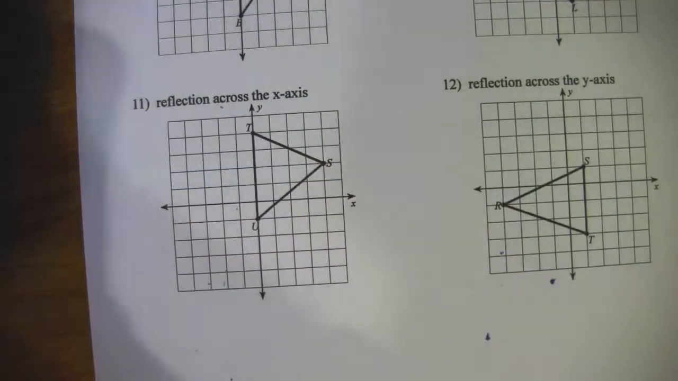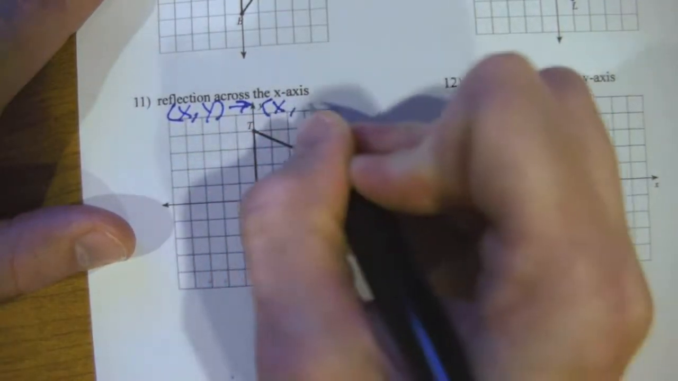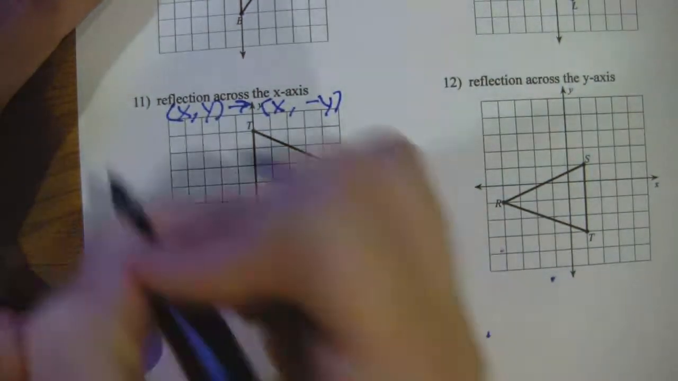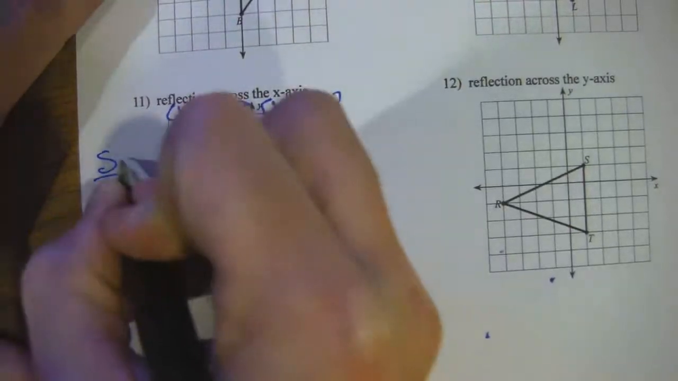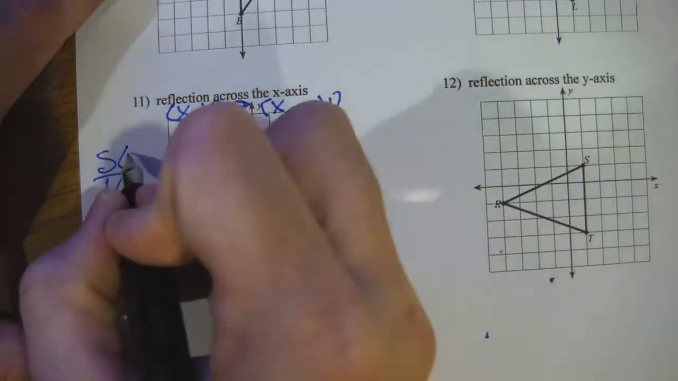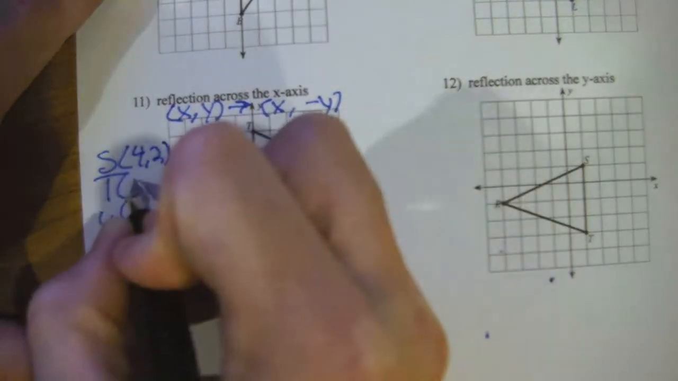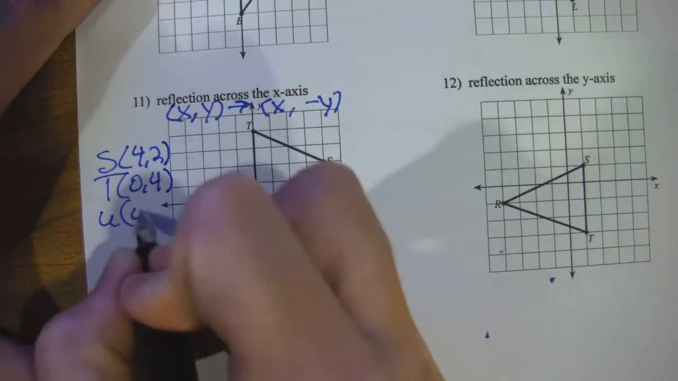Reflection across the x-axis. So again, if we're going across the x-axis, the coordinate notation for that tells me that after I get my originals, x will stay the same, y will become opposite. All right, so we got S, T, and what is that? U. Let's get our original coordinates in. S is at 4, 2. Looks like T is at 0, 4. U is at 0, negative 1.